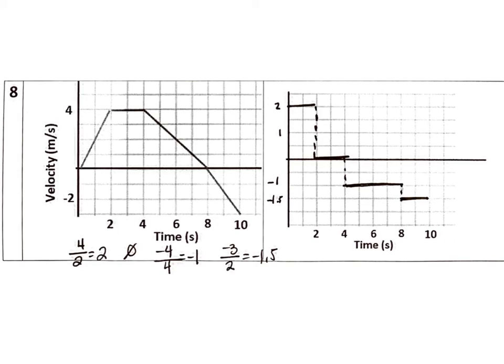So the first one goes at 2, the second one goes at 0, and then the third one goes at -1 from 4 to 8, and then the last one goes at -1.5 for the last 2 seconds, okay? So that's all there is to acceleration graphs. Find the slope, plot the line, okay? They're really simple. Don't overthink it, okay? If you can find slope, you can make an acceleration graph from a velocity graph.